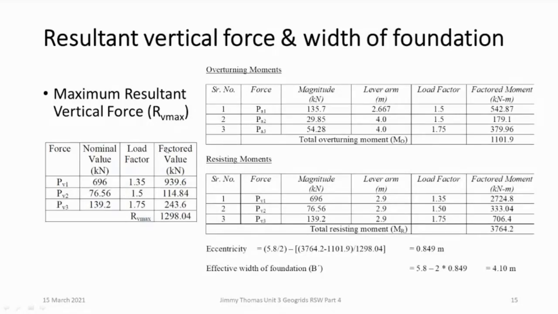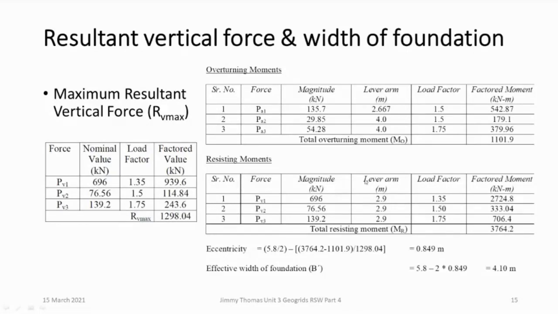So we have to calculate the maximum possible value of the vertical force. We get these load factors: 1.35 for the self weight of fill, 1.5 for dead load surcharge, and 1.75 for the live load. So now for the bearing capacity, the maximum bearing pressure will come when the RV is maximum. So we consider the live load also with a load factor of 1.75. So we calculate the RV max, we get this value.